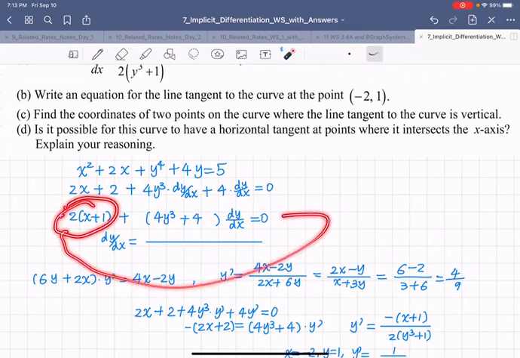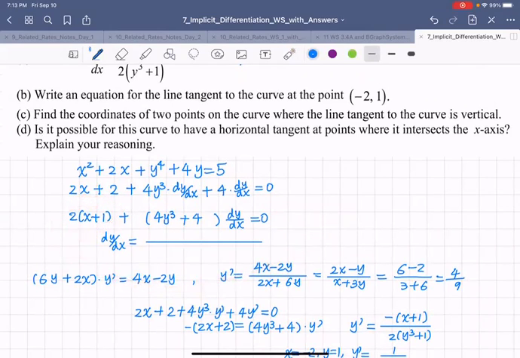You move this to the right, negative 2 times this. 2 and 4 can be simplified, right? So we will simplify it. This equals negative x plus 1 over 2 times y cubed plus 1, plus 2. Okay.